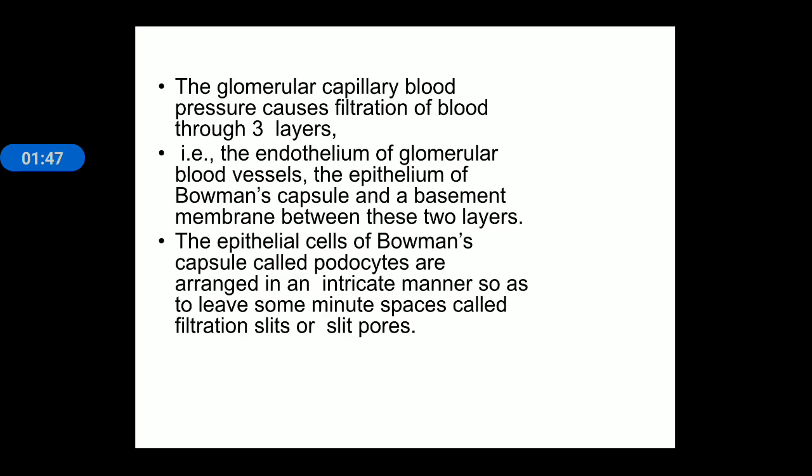The epithelial cells of Bowman's capsule are called podocytes. The Bowman capsule contains epithelial cells, and these specialized cells are known as podocytes. These podocytes are arranged in an intricate, interdigitate manner, means they are interconnected, and they have some spaces or pores by which filtration takes place. These are known as filtration pores or slit pores.